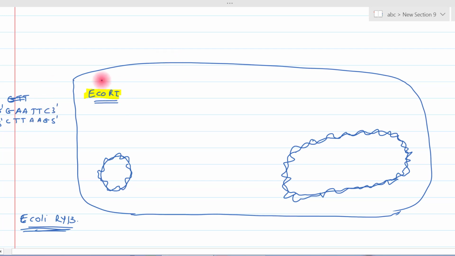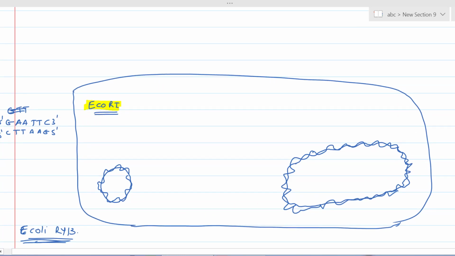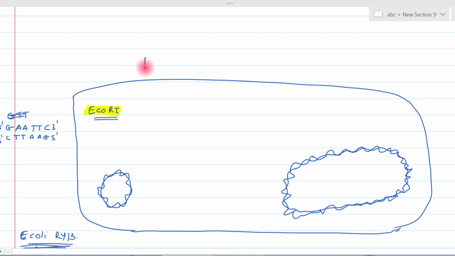So the purpose of this enzyme is to provide immunity to the bacterium. Immunity against what? There are certain viruses which can infect this bacterium. So suppose this is a bacteriophage, and we know what a bacteriophage is: it is a virus which can infect bacteria. Right now I have shown that this virus is attached to this bacterium. The general name is bacteriophage, or simply phage.